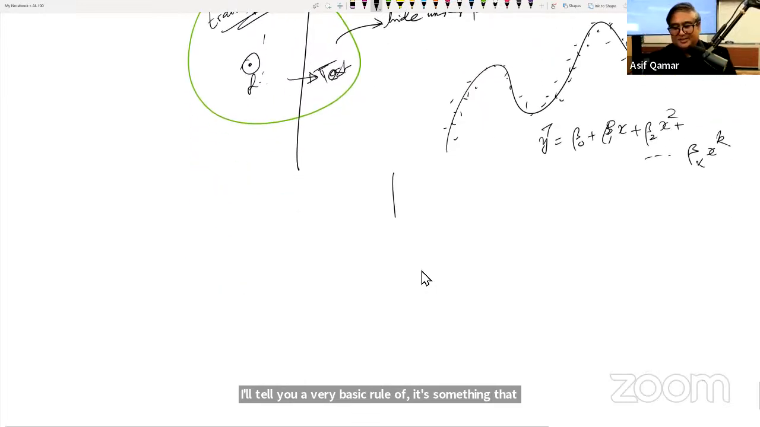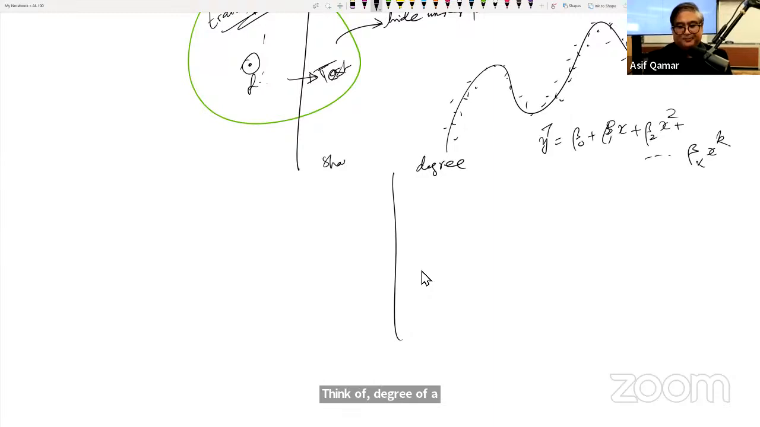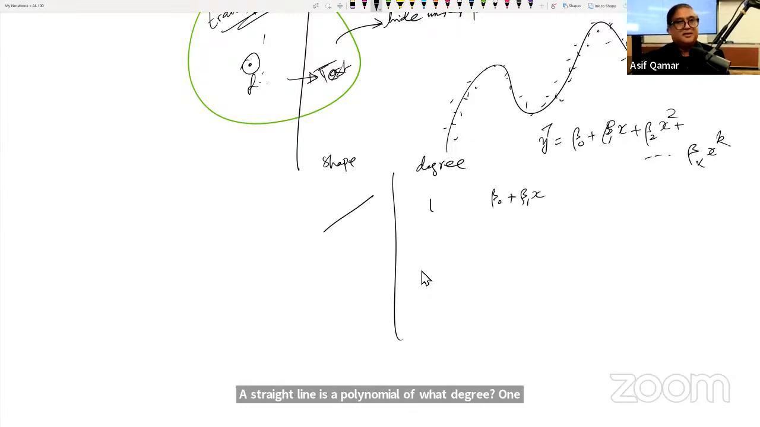Think of polynomials, the degree of a polynomial, and shape. A straight line is a polynomial of what degree? One. It's a polynomial of degree 1.